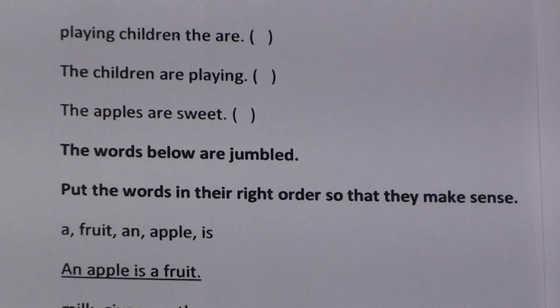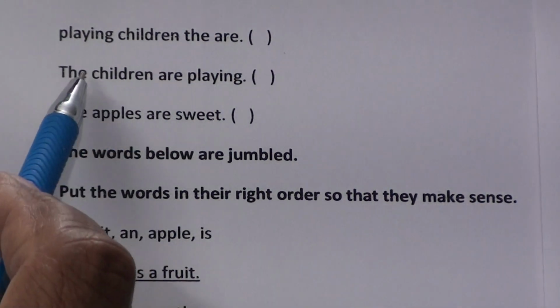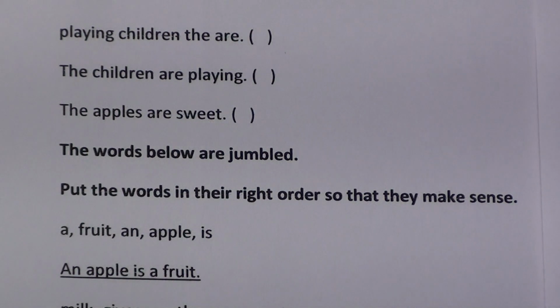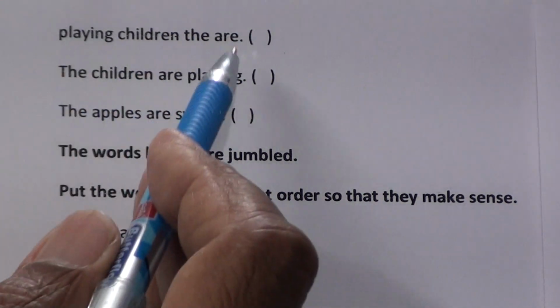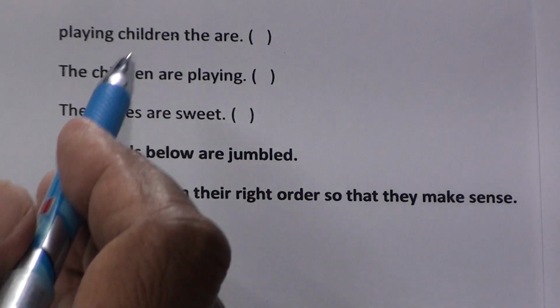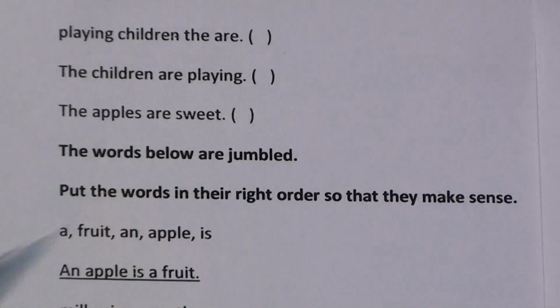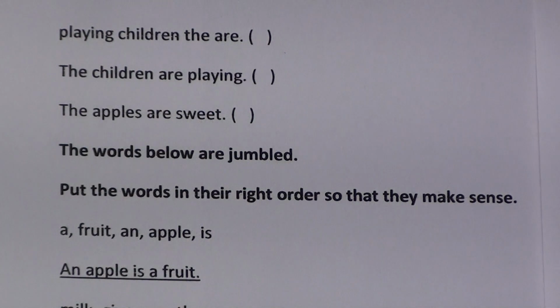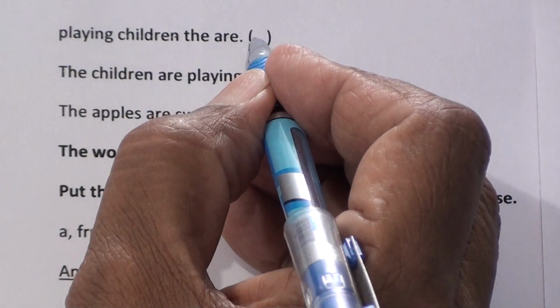Now another set of words. Playing children the are. Does this group of words make any sense? No. The words of this group don't make any sense because the words are not in their proper order, so it's not a sentence. Playing children the are, it's not a sentence. So we will put a cross against it.